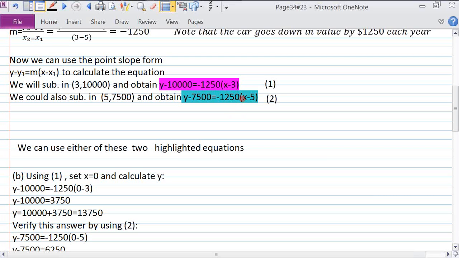We could do it here also. So let's go to equation 1, set X to 0 and calculate Y. Y minus 10,000 equals minus 1250 times 0 minus 3, because we're setting X equal to 0 in equation 1. When we multiply minus 3 times minus 1250, we come out with 3,750. We've got Y minus 10,000 equals 3,750.